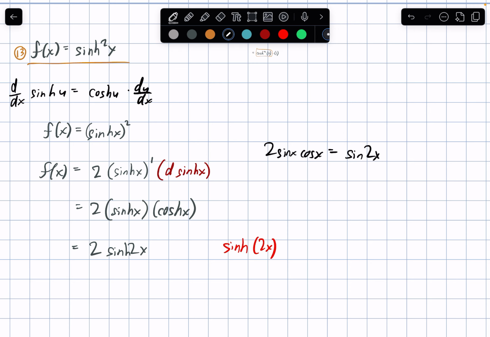The answer is simple. Why am I still multiplying it by 2 when this entire thing becomes sinh 2x? That's it. I was overthinking, I'm sorry. This is the final answer.